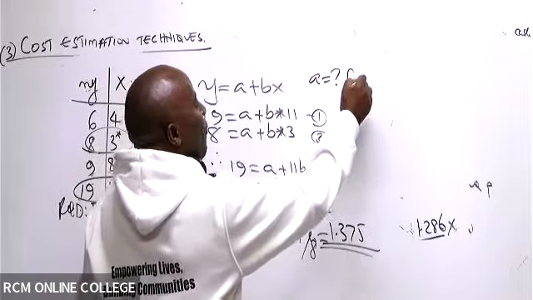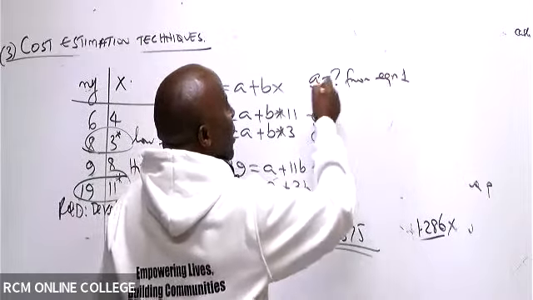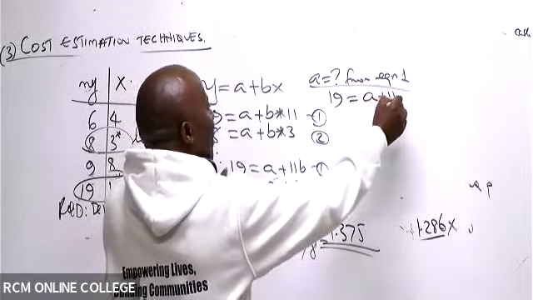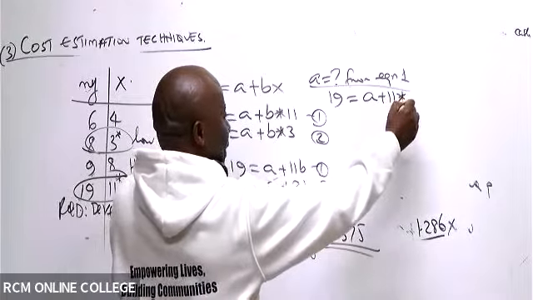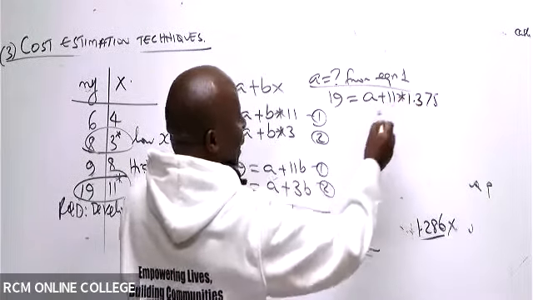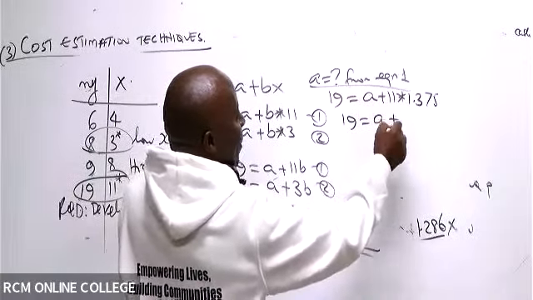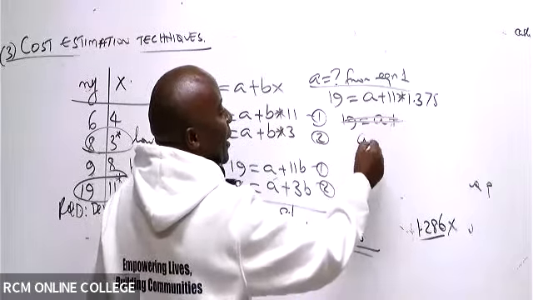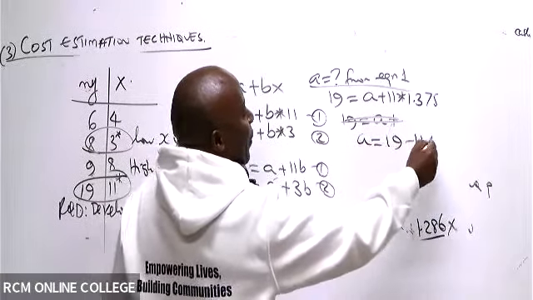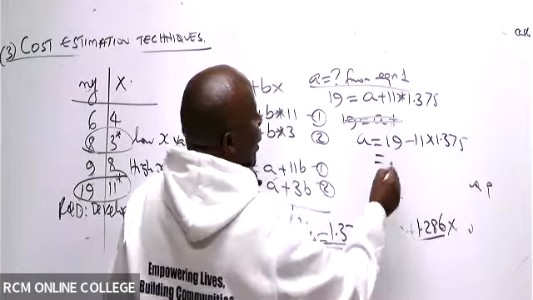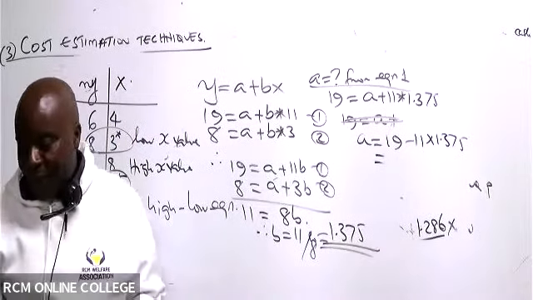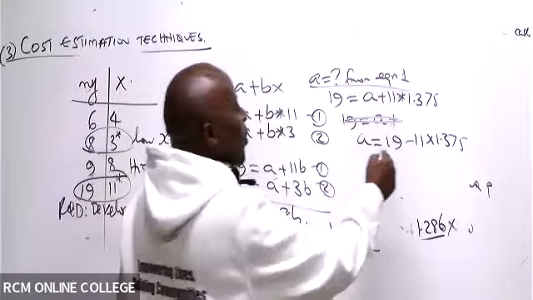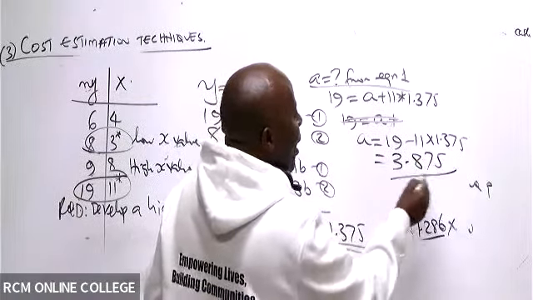So now that you guys are experts, once you have gotten the value of b, you can easily get the value of a from equation what here? 1. So from equation 1, we have 19 equals a plus 11b, with b being 1.375. Instead of saying plus, you can make a the subject. It will be 19 minus 11 times 1.375, which will end up giving us what figure? 3.875. One person here got it wrong and was corrected.